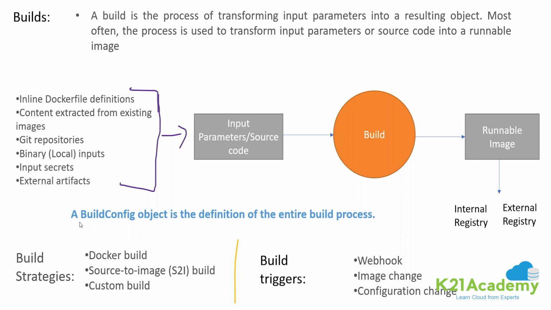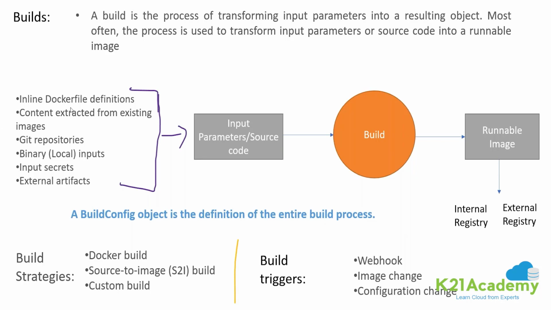Okay, so what is a build config? A build config object is the definition of the entire build process. So what are the different input parameters that we can give to this build? These are things like Dockerfile definitions, or extracting some information from an existing image. You can give Git repositories, or if you have source code, like a binary, local input, secrets, or any other external artifacts that you create, give them as input to this build configuration. So this becomes your source.